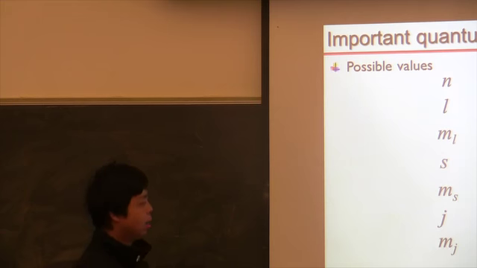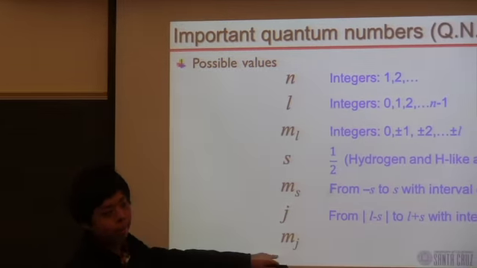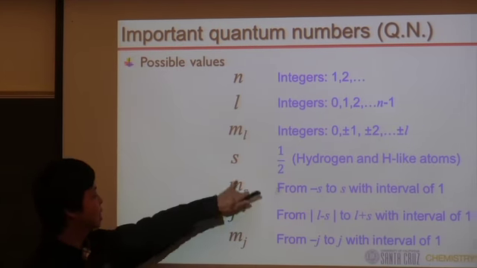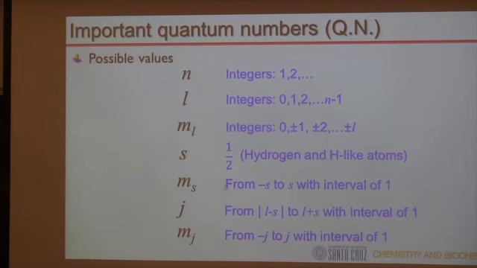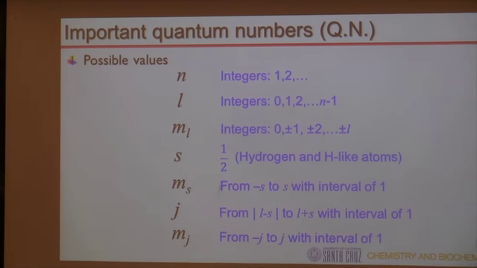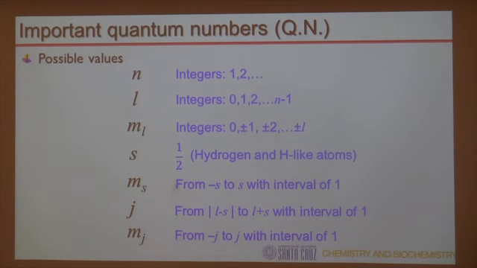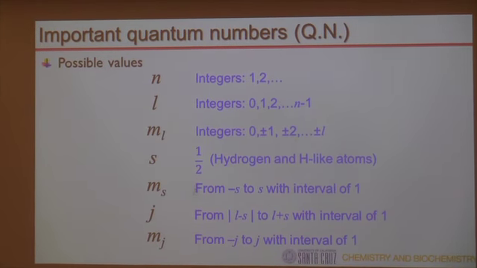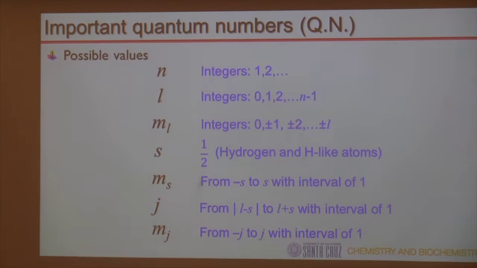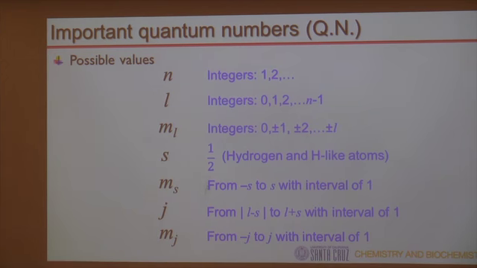That's for J, and how about for MJ? MJ works the same as MS, from negative J to J with an interval of 1. The same trick applies: you just change the S value to the J value. Any questions about this? It's pretty important, especially the J values, because you need them to write down the term symbol.